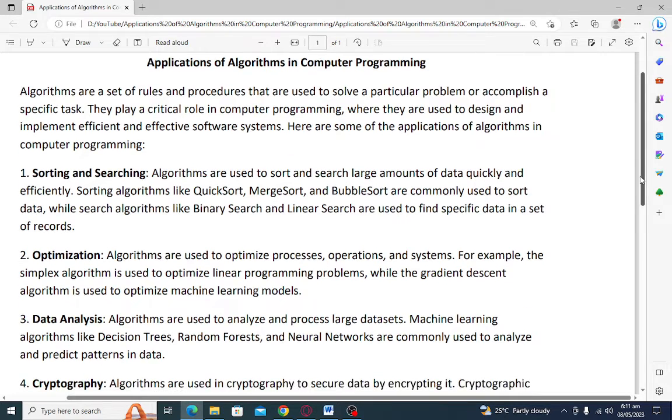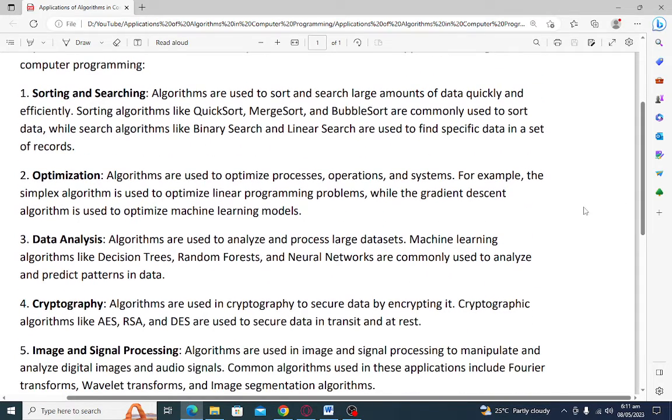Number 2. Optimization. Algorithms are used to optimize processes, operations, and systems. For example, the simplex algorithm is used to optimize linear programming problems, while the gradient descent algorithm is used to optimize machine learning models.